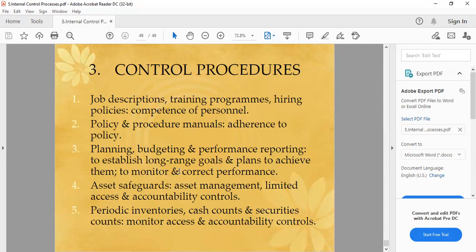If environment would be the overall statements, the generic statements, procedures now are the actual actions that we perform. So for example, in terms of personnel, we have the job descriptions, training programs, the hiring policies, and the competence of personnel. So recruitment items, policy manuals, then all about the planning and the budgets, monitor long-range goals and plans, correct performance and safeguarding of assets, and then periodic inventories vis-a-vis the records, perpetual records.